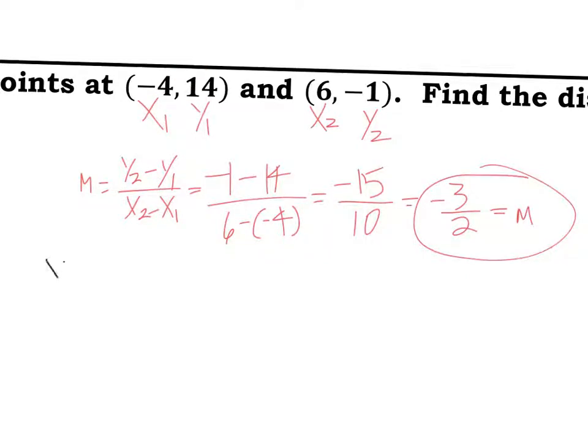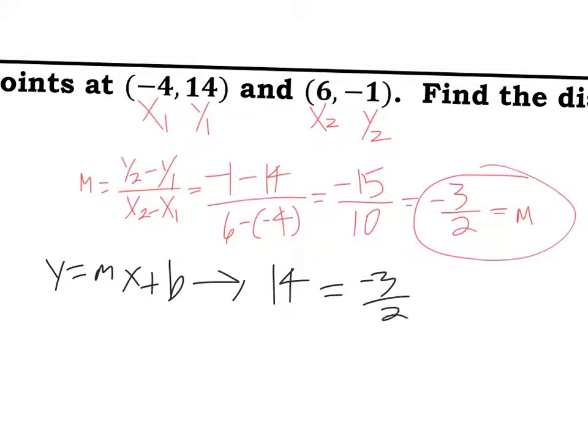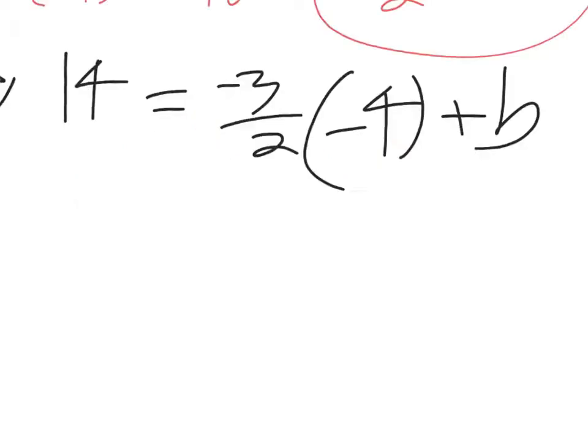And so I say y equals mx plus b. And I know that y will be 14 from that point, negative 4, 14, equals m is negative 3 over 2 times x is negative 4 plus b. So negative 3 over 2 times negative 4, if you multiply the top times negative 4, that'll equal 12. 12 over 2 equals 6. So I have 14 equals 6 plus b.